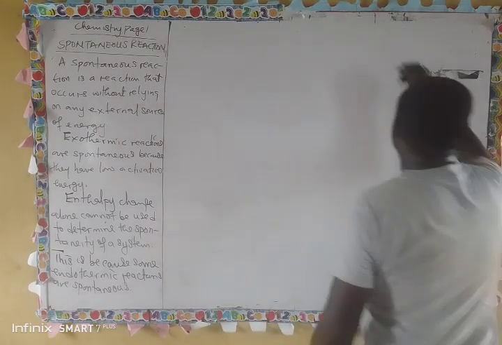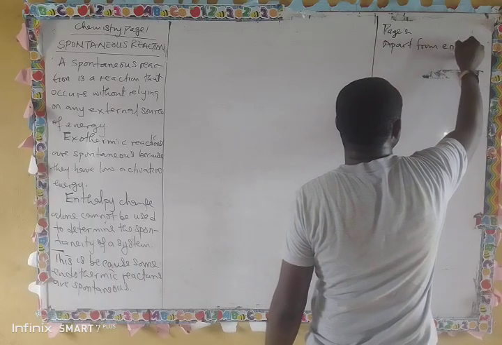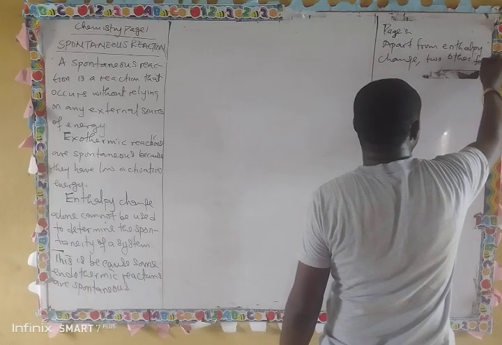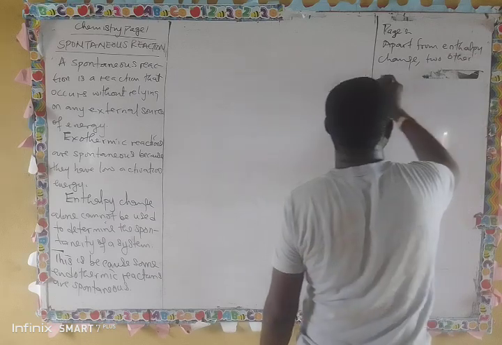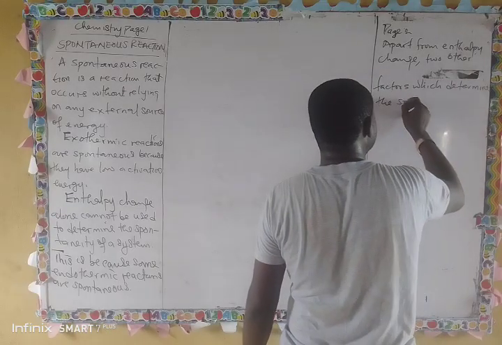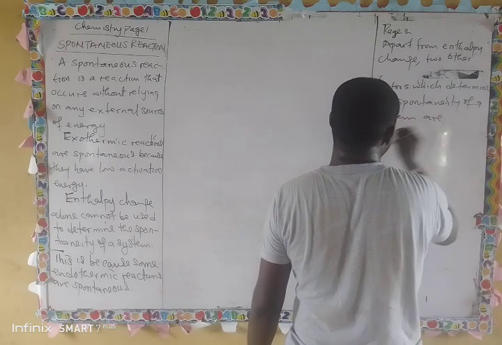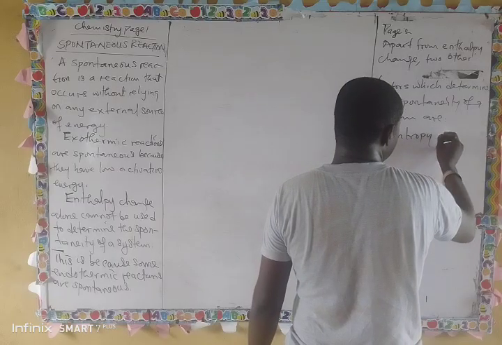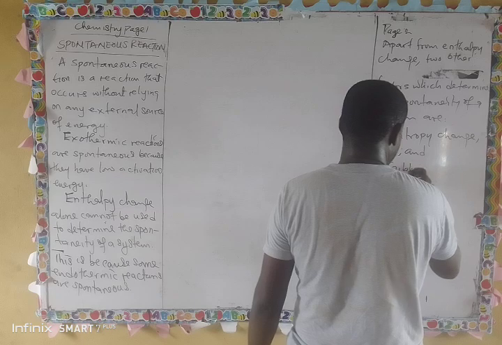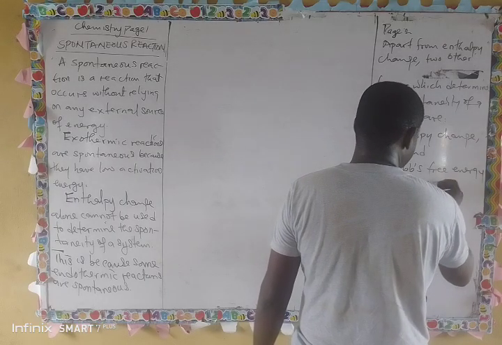On page 2 now: apart from enthalpy change, two other factors which determine the spontaneity of a system are, number 1, entropy change, which is delta S, and number 2, free energy change, which means delta G.